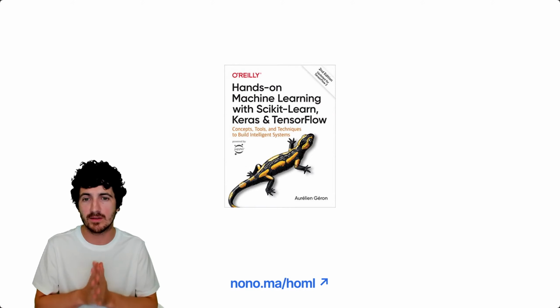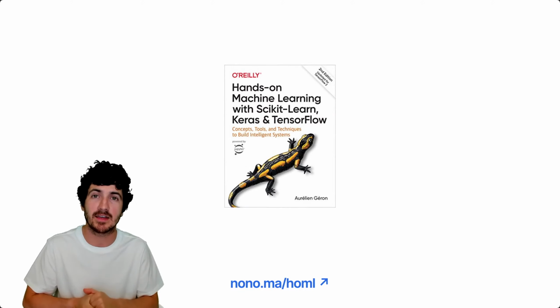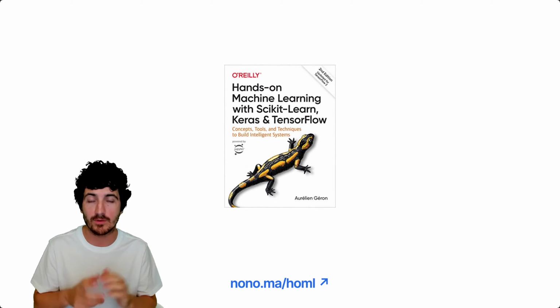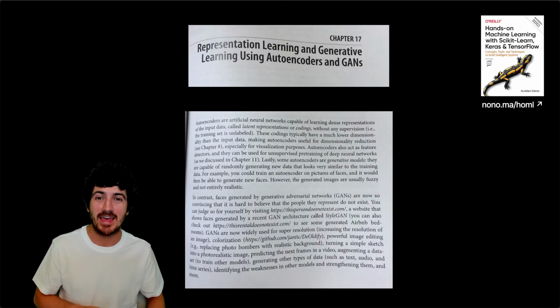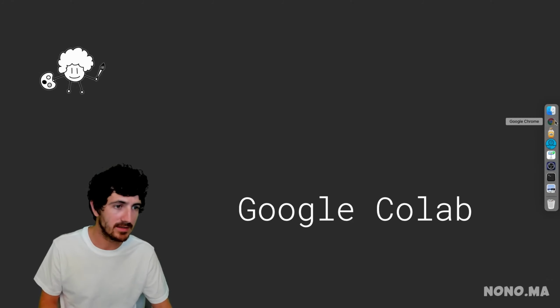We're going to be following examples from the Hands-on Machine Learning with Scikit-learn, Keras and TensorFlow book from Aurélien Géron, and it's chapter 17. We went through what these things are and what they might be used for, a bit of the architecture and a bit of the code examples. All right, let's get coding.